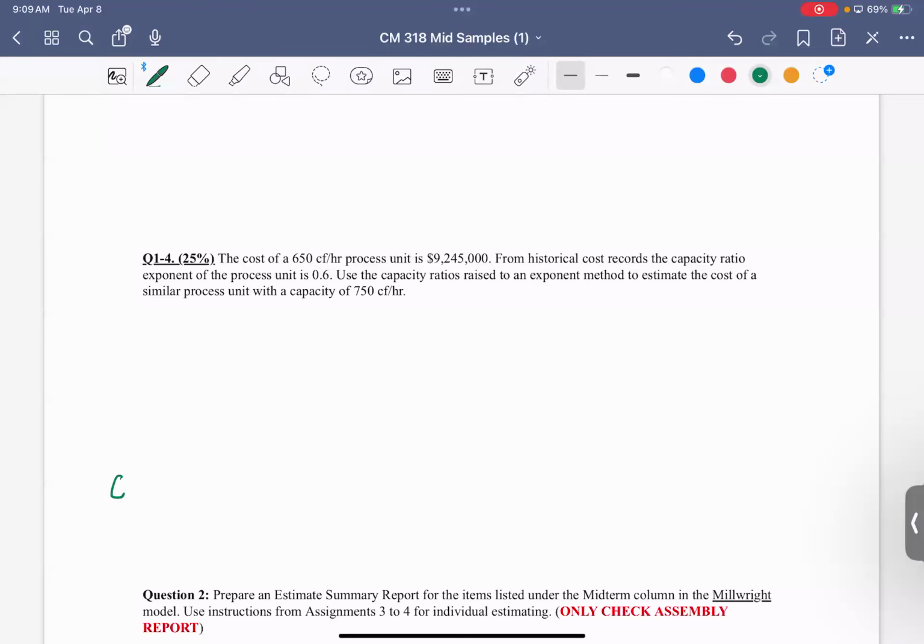The cost of the proposed is equal to the cost of your existing, and the size of your proposed divided by your size of your existing, and the n power. Is that the correct equation? Yes. Correct equation? Okay, so we're putting those numbers in.